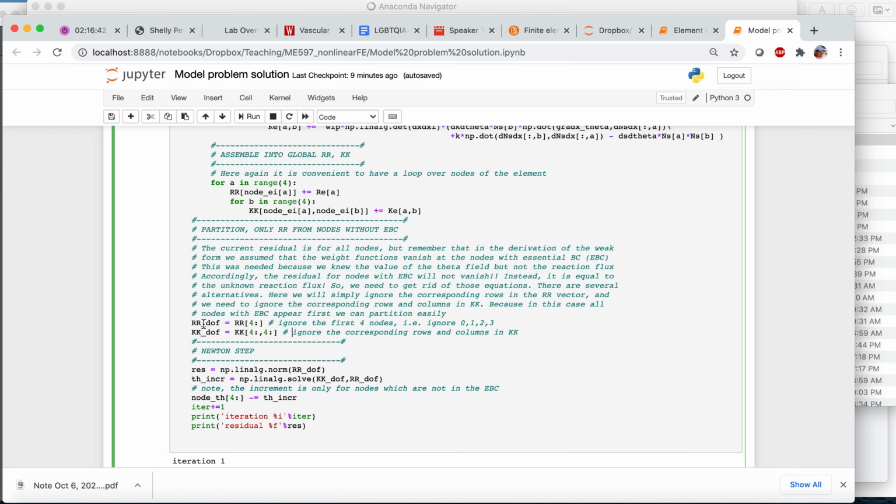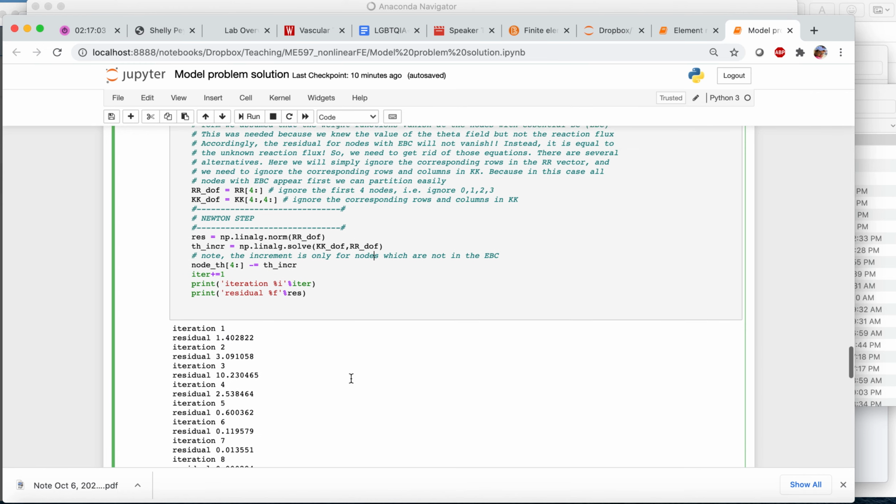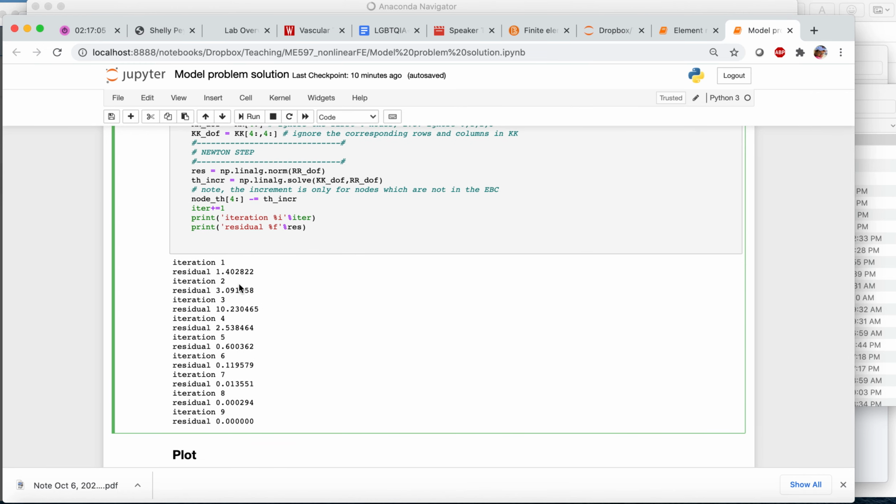All right, so now I have my reduced residual, my smaller tangent. Finally, I can do the Newton step, right, which is get the increment and add that increment to my previous guess and continue. And then if you run this, it will start with some residual, and then it sort of got lost a little bit, but after the first 5 iterations, then it starts converging quadratically, and so it finally converged. So at the end of 9 iterations, it's pretty much 0.